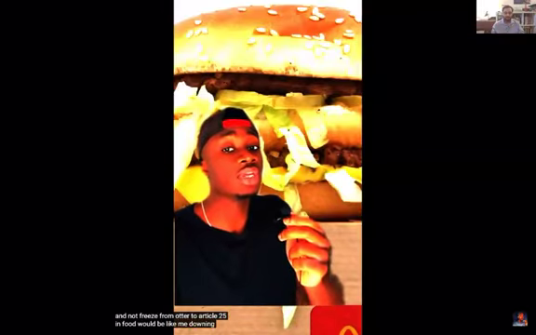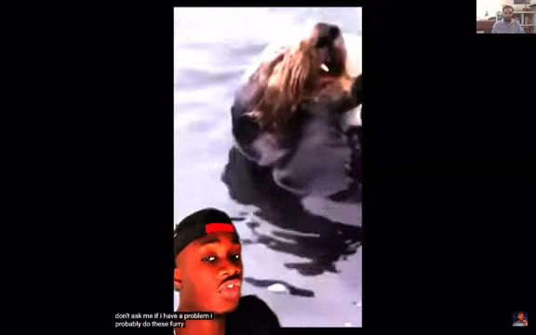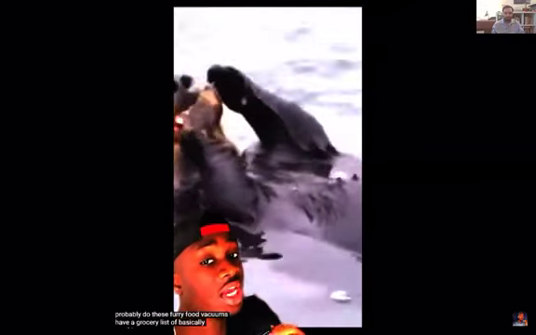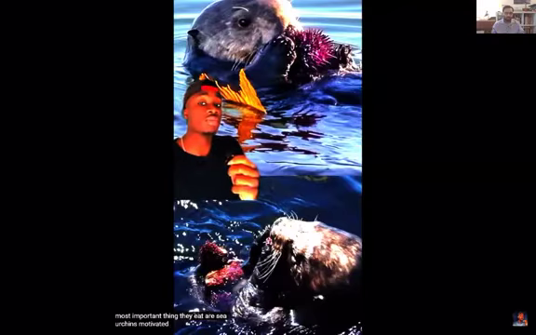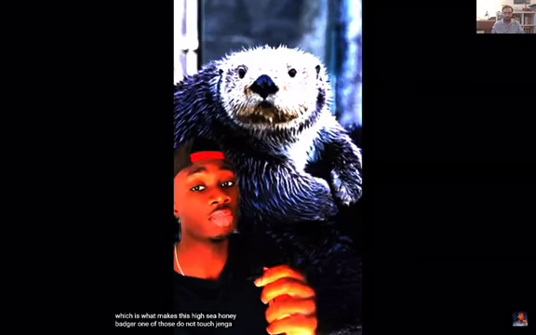25% in food would be like me downing 95 Big Macs. I know this because I did the math. Don't ask me if I have a problem, I probably do. These furry food vacuums have a grocery list of basically anything that isn't nailed down, but the most important thing they eat are sea urchins. A motivated male can put away up to 50 sea urchins in a 24-hour binge, which is what makes this high sea honey badger one of those do not touch Jenga blocks.